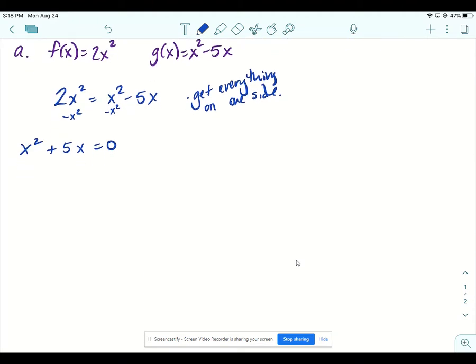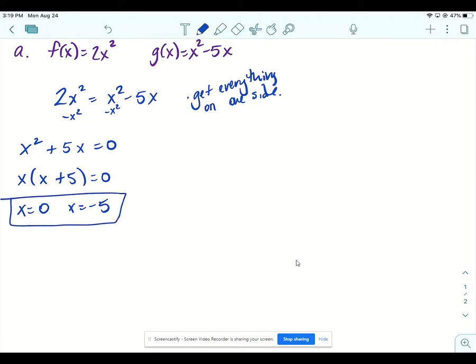Okay, so this has two terms, so it's a binomial. And so we're going to factor it. The two ways we've learned to factor binomials so far are factoring out a common factor and the difference of squares. So these are obviously not squares. So we're going to factor out a common factor, which is x. And that's going to leave us with two values of x that will make those two functions equal: 0 and negative 5.